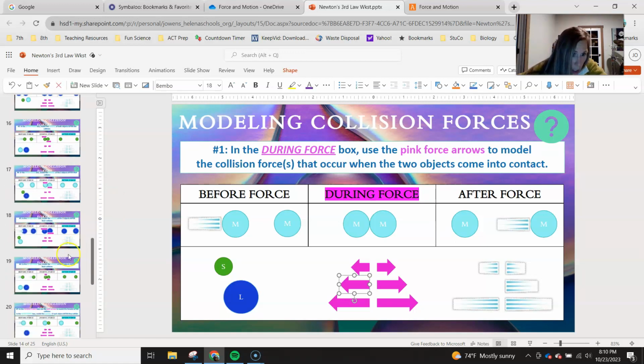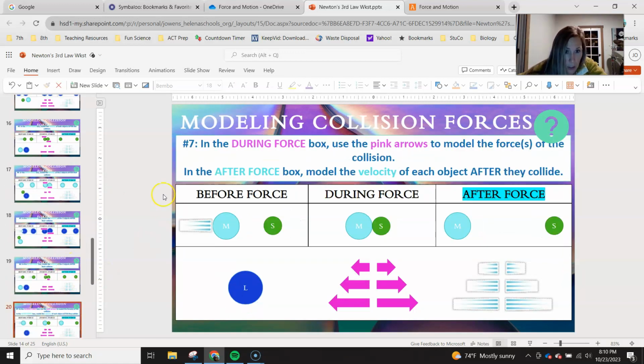I want to do one more with you guys that shows opposite mass. So if we scroll clear down to slide 20, number 7, we've got a medium object hitting a small object. This is coming in at medium velocity. This small object is at rest. And then I'm going to do both the during force and the after force. So what happens to those after?